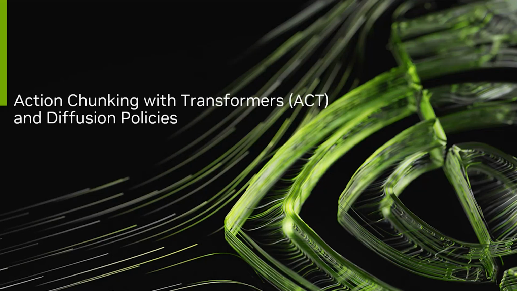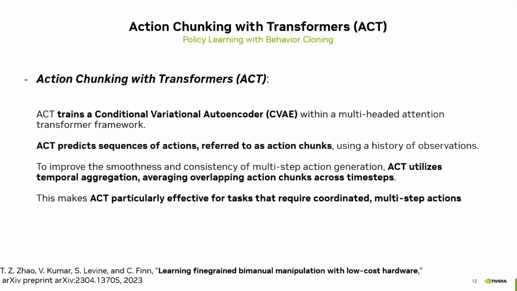So briefly, let me discuss a bit of the models or the architectures that we use. One of the architectures that we use is the action chunking with transformers, or ACT. Basically, this architecture integrates a conditional variational autoencoder with a multi-head attention transformer. Based on past observations, the ACT predicts sequences of actions which are called action chunks.